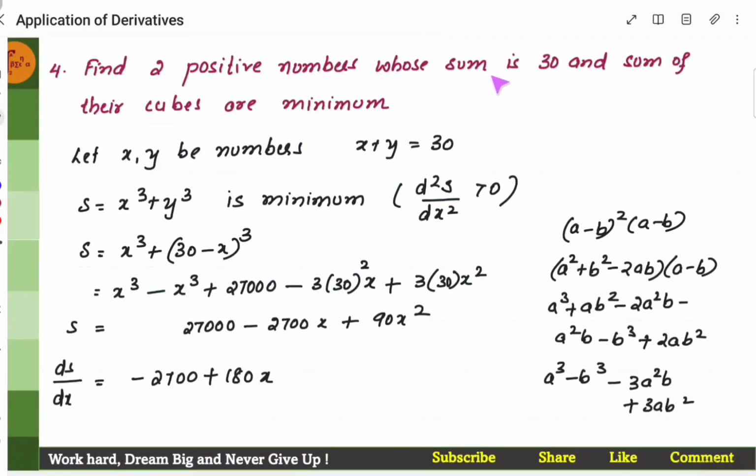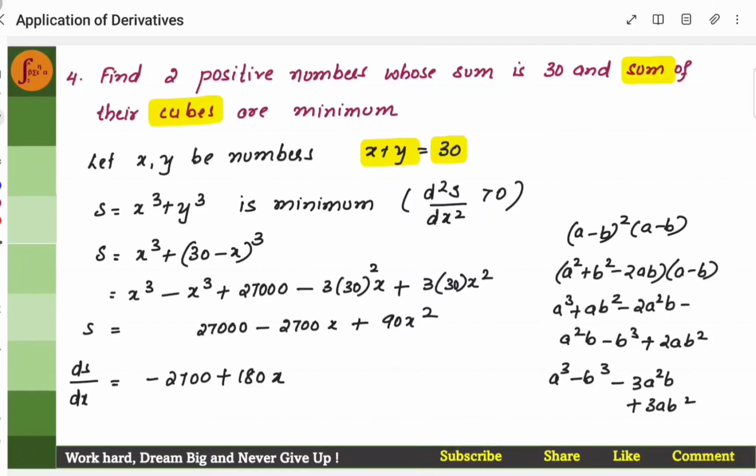Find two positive numbers whose sum is 30 and the sum of their cubes is minimum. Let's assume the two positive numbers are x and y. When you add them, you'll get 30. And then there is the sum of their cubes. Cubes means to the power 3. So x cube plus y cube. When I cube x and when I cube y and add them, it should be minimum.